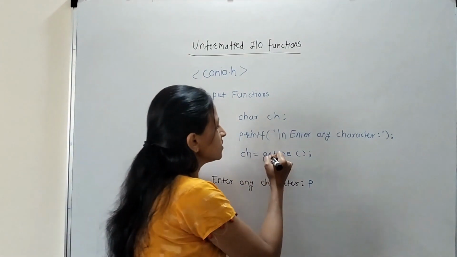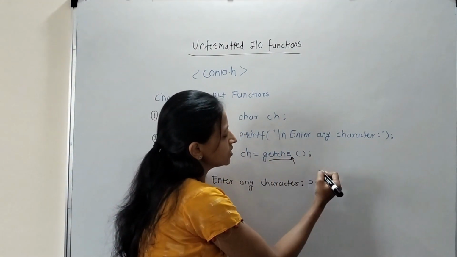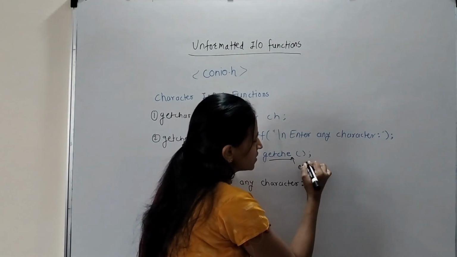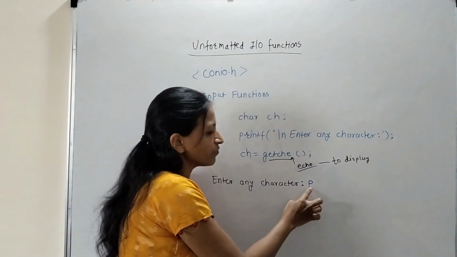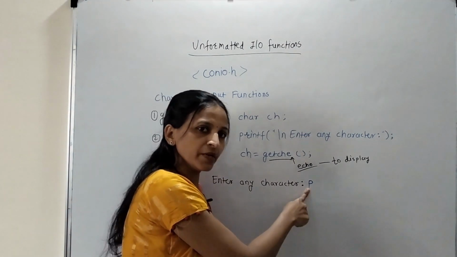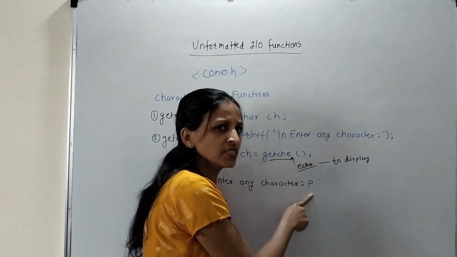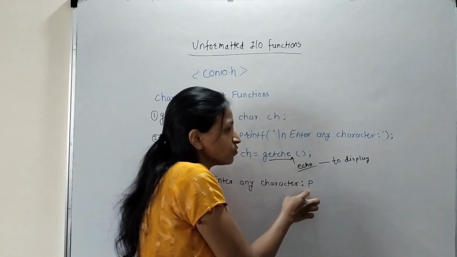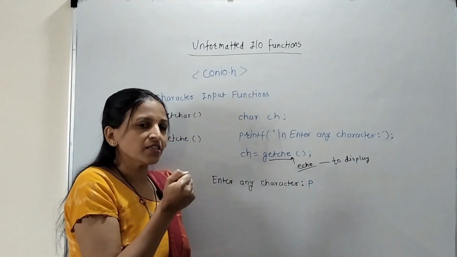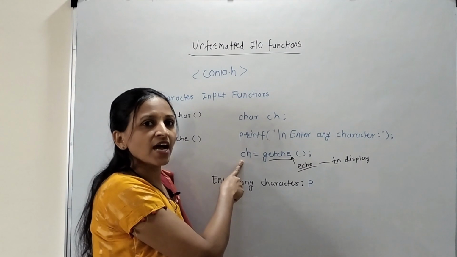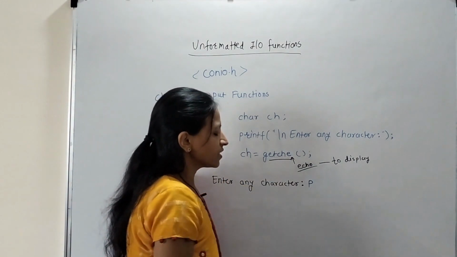See, what is the meaning of this getche? Getche means it will echo the character. E stands for echo. Echo means display. Means whatever the user types gets displayed onto the screen, so the user can see that character. As soon as the user types that character, it will be taken by the system and stored inside ch. Means what? Suppose the user is entering any character here.